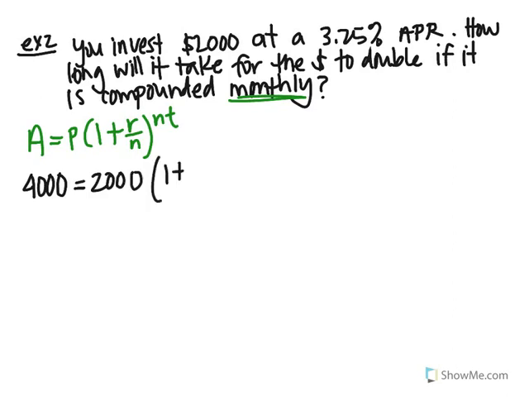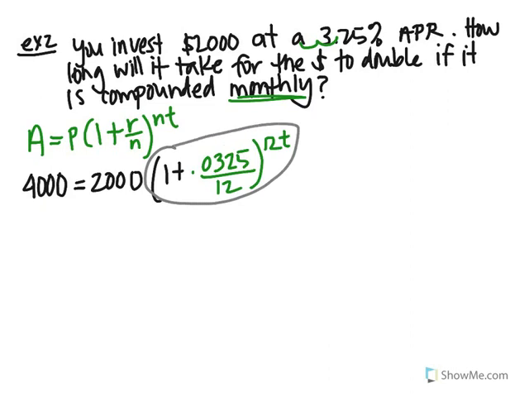Times 1 plus your rate. Remember, you're going to move the decimal place 2 to the left, so you're going to get 0.0325. Monthly means 12 times a year, so divided by 12, to the 12 times t, and you're trying to figure out the time, how long it's going to take. So basically what you're going to do here is, this is the base and the exponent. That's what you need to isolate. So you're going to go ahead and divide out the 2,000 and you're going to go ahead and get it isolated. So you get 2 equals, and then you're going to have that.